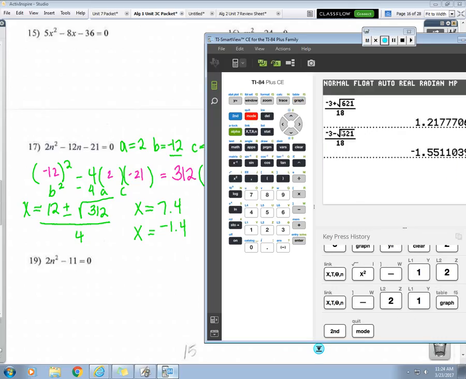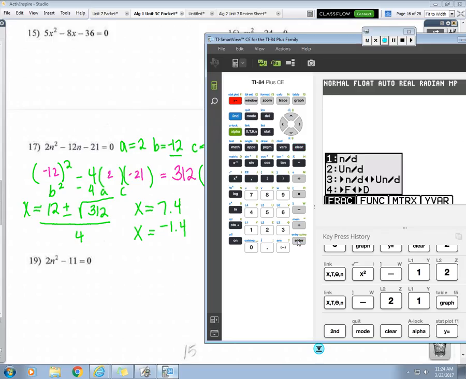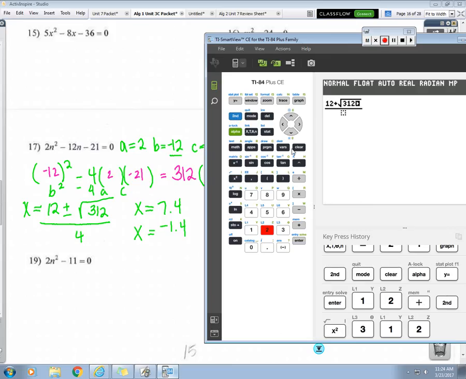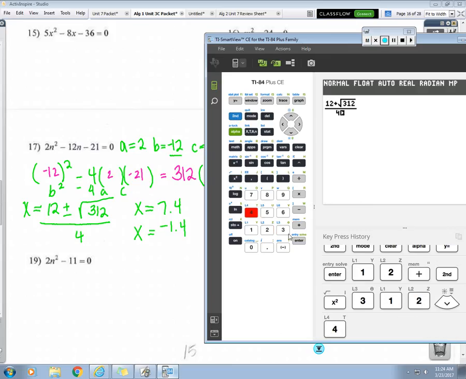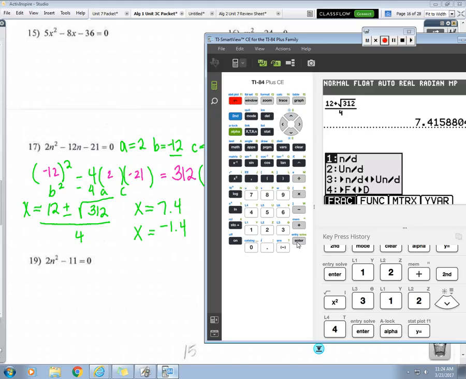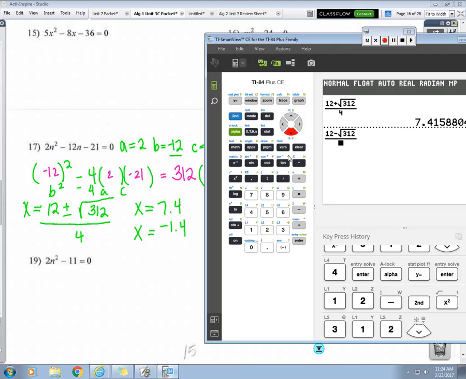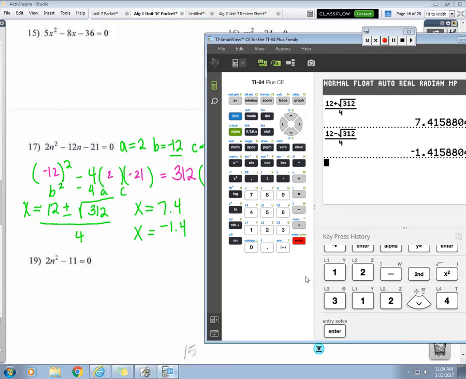They just typed it in like this, but with a, watch. Alpha y equals n over d. 12 plus the square root of 312 over 4 would be 7.4. And then you would type it in again, but with a minus. 12 minus the square root of 312 over 4. Negative 1.4.